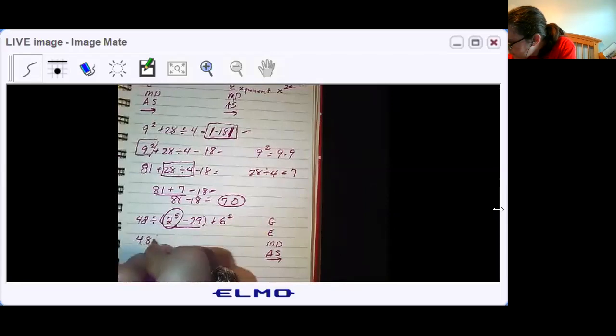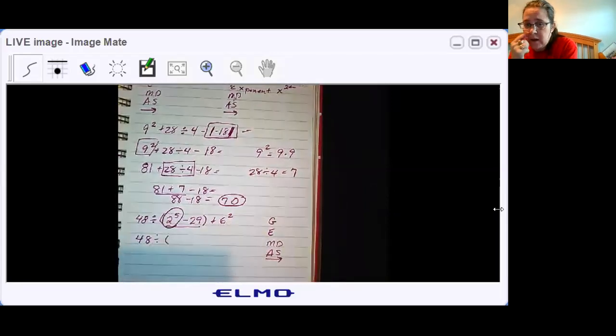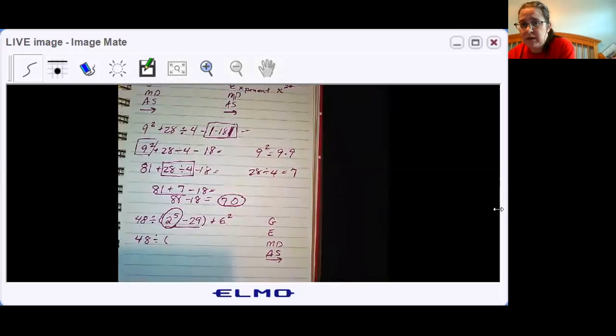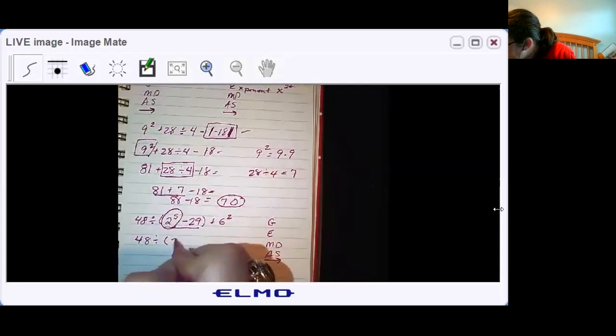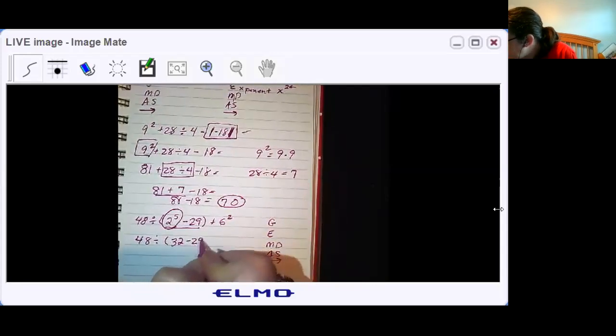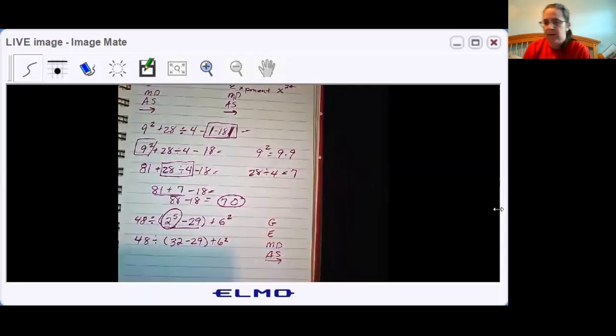Write everything else down. 2 to the 5th power. Does that mean 2 times 5? Or does that mean I say 2 times 2 till I've done it 5 times? 2 to the 5th means 2 times 2 times 2 times 2 times 2. Okay? So let's see, that's 2 times 2 is 4, times 2 is 8, times 2 is 16, times 2 is 32. Okay. Then I write down everything else that was there.